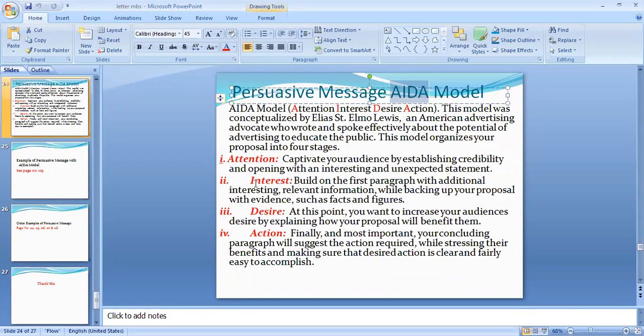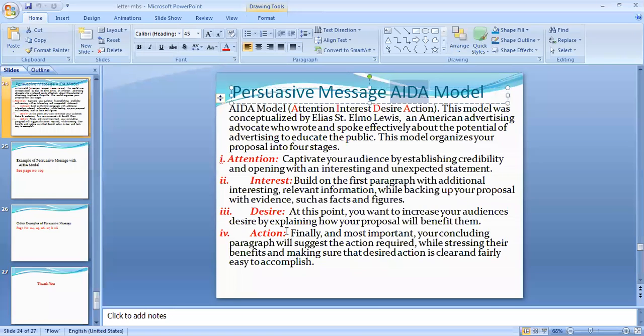AIDA means attention, interest, desire and action. In a persuasive message these four things are necessary. If you write following this AIDA model, your message becomes persuasive. Otherwise, you fail to convince, you fail to persuade the other.